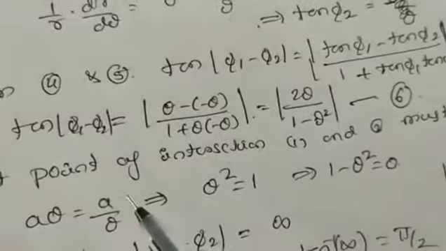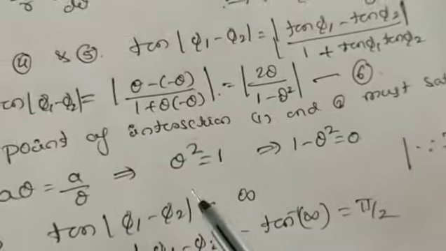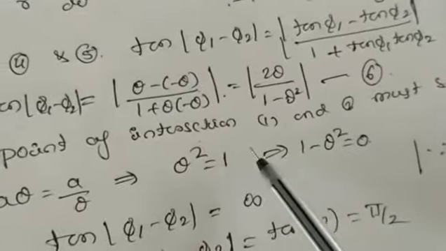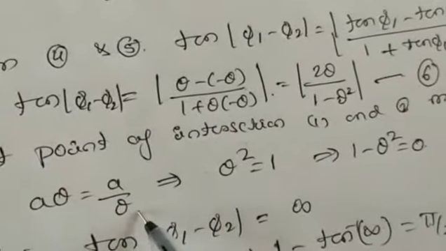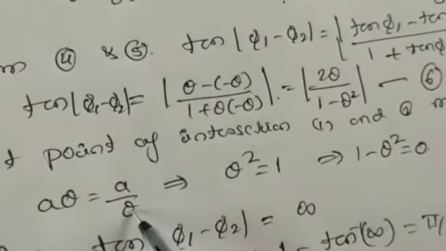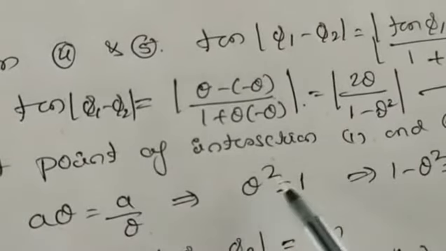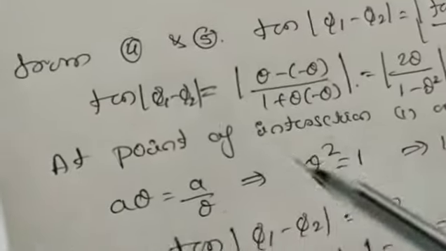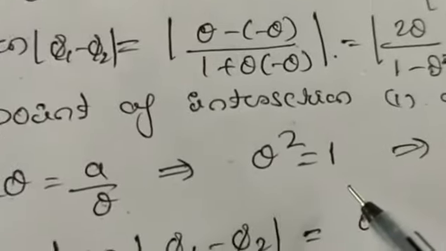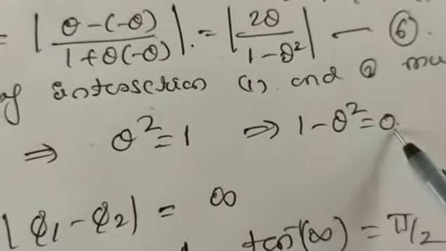Now, the point of intersection. At the point of intersection, both equations 1 and 2 must be satisfied, that is, at that point both curves satisfy the equation. So a theta equals a by theta, because these are two different curves and at the point of intersection they should satisfy that condition. This implies a gets cancelled, cross multiplying, theta into theta is theta square, equals 1. Taking theta square to this side, 1 minus theta square equals 0.